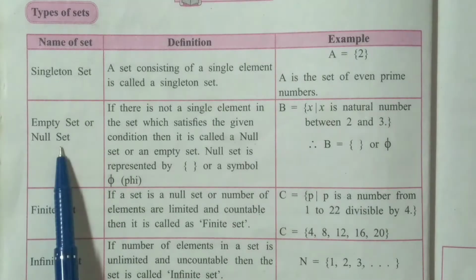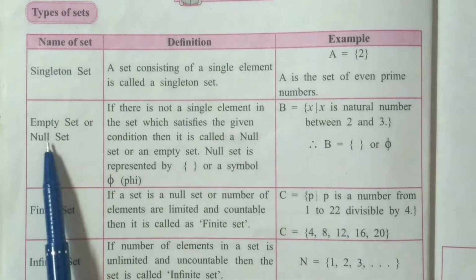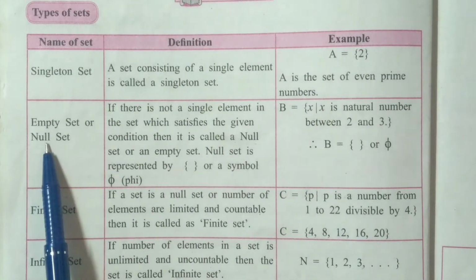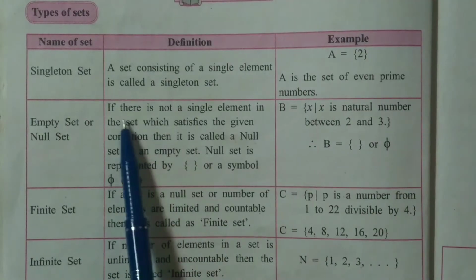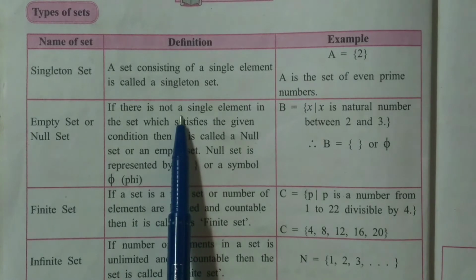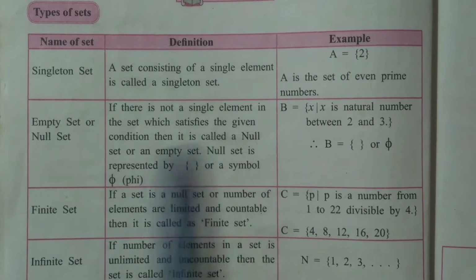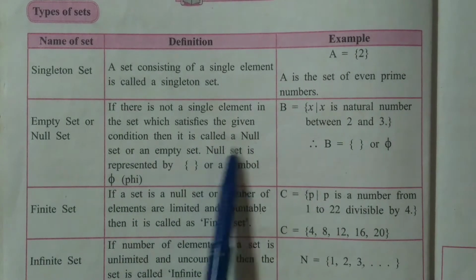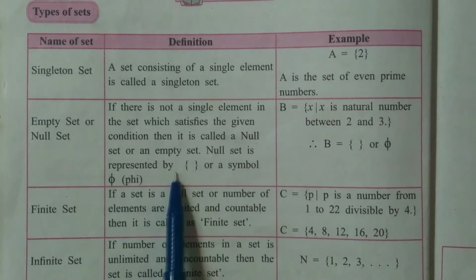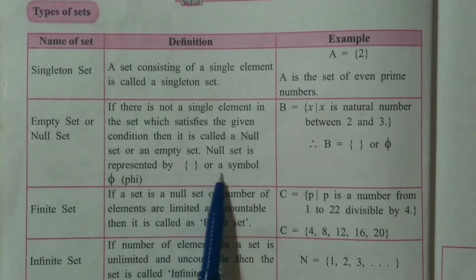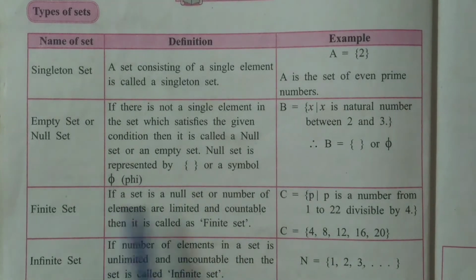Empty set or null set. Empty set, as the name denotes, it is empty. There is not a single element in this set. It is also called null set. If there is not a single element in the set which satisfies the given condition, then it is called a null set or an empty set. Null set is represented by empty brackets or a symbol phi. This symbol is called phi.